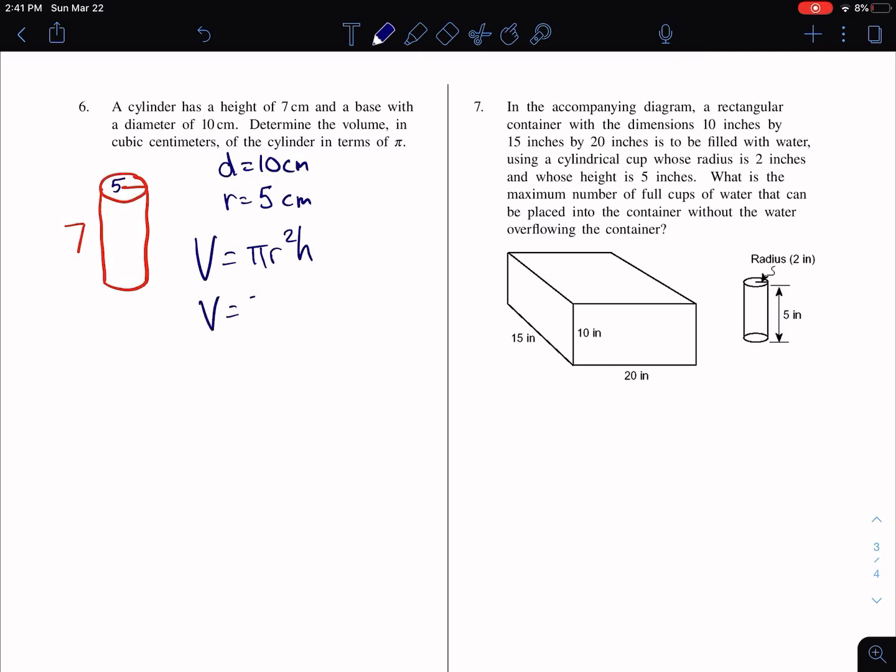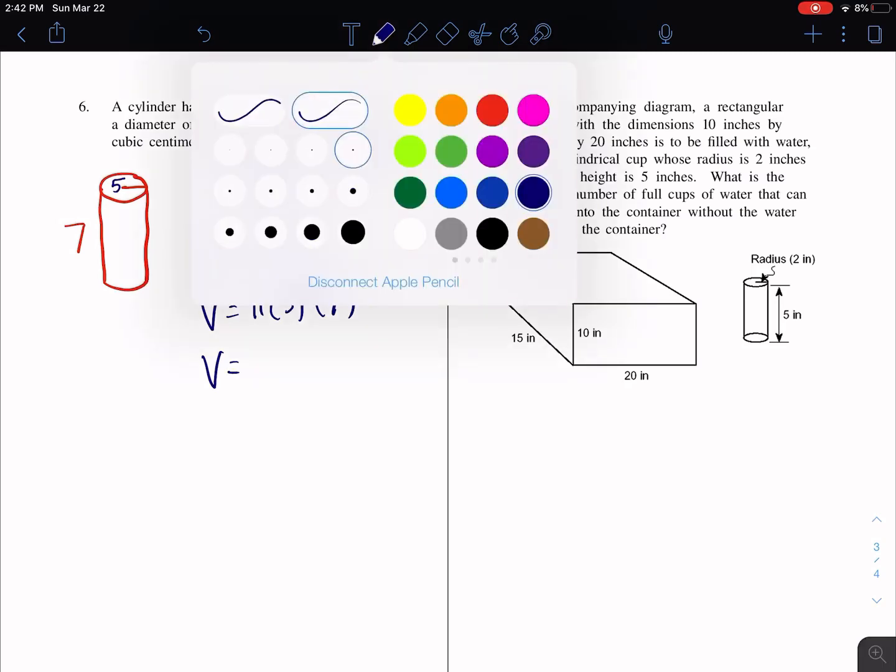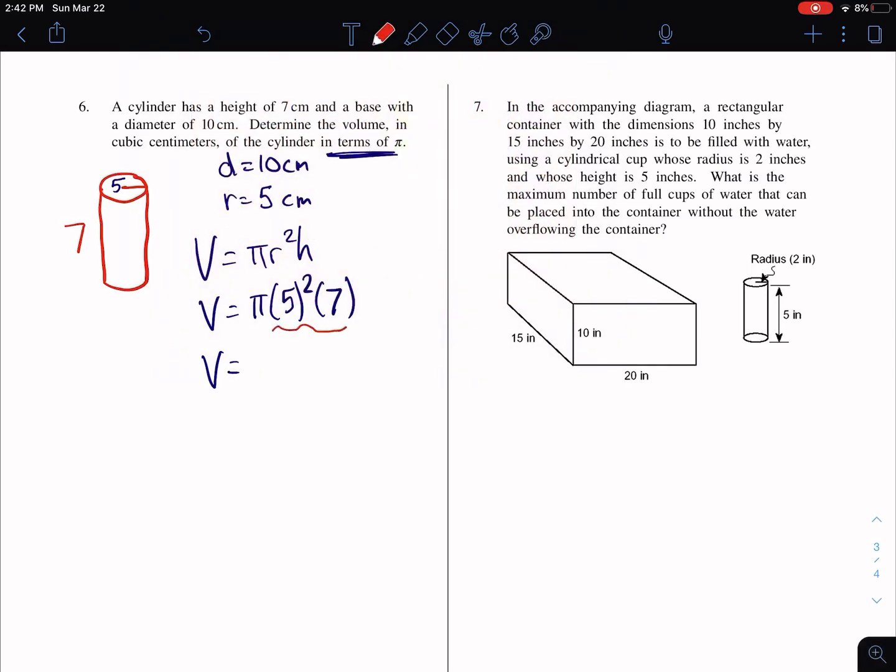So all we're doing is plugging in pi, our radius is 5 squared, and then we're going to multiply by that height of 7. Now be careful, they said those magic words we talked about in some of the last videos in terms of pi. So meaning when we go to our calculator, I'm only going to be plugging in the 5 squared and the 7. Okay, so when I plug that in, I end up with 175, and then I just tack on the pi. So the volume there is going to be 175 pi.